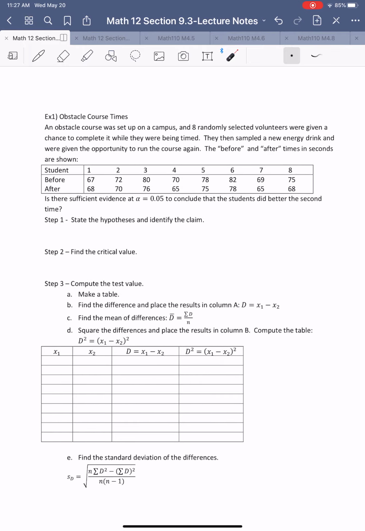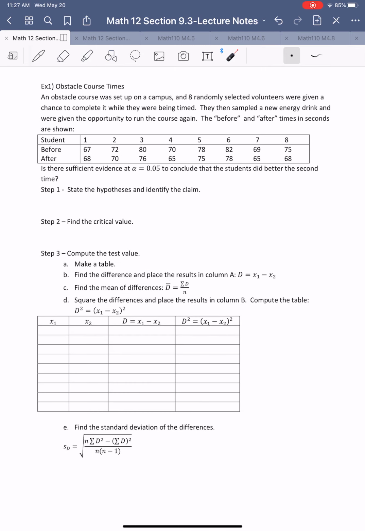Let's look at example one. Optical course times. An optical course was set up on a campus, and 8 randomly selected volunteers were given a chance to complete it while they were being timed. They then sampled new energy drinks and were given the opportunity to run the course again. The before and after times, in seconds, are shown. So there are 8 students, before and after.